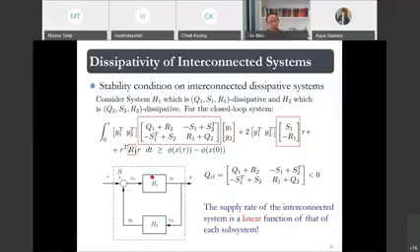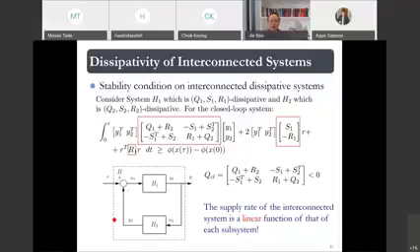Let's assume that H1 is dissipative with respect to Q1, S1, R1, the supply rate, and H2 is dissipative with respect to Q2, S2, R2. Then we can show that the closed loop system, if we form a closed loop, then obviously we look at a dissipativity from R, in this case, I would be the input, to Y1 and Y2, okay?